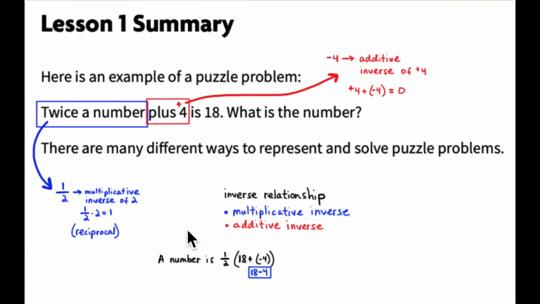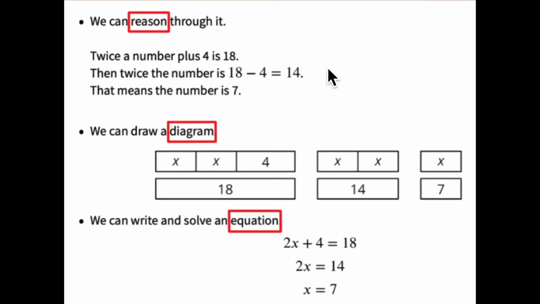So if I write this answer in symbols, a number is 1/2 of 4 less than 18. So 18 plus a negative 4 is the same as 18 minus 4. So x is equal to 1/2 of 4 less than 18. And so you have to think of that 18 minus 4, 4 less than 18, inside parentheses, and that operation has to be done first. That partial answer is 14, and 1/2 of 14 is 7. So look for those inverse relationships as we work through each of these ways or methods to solve the puzzle.